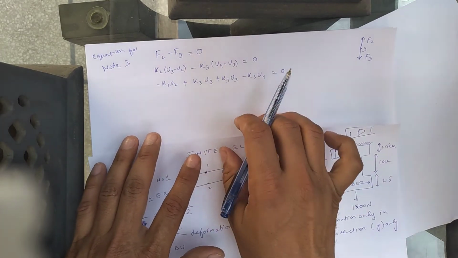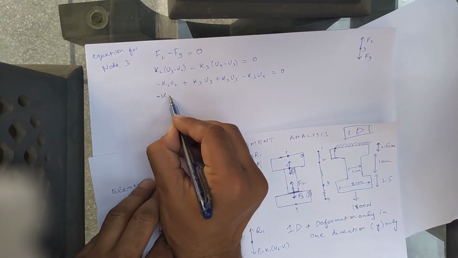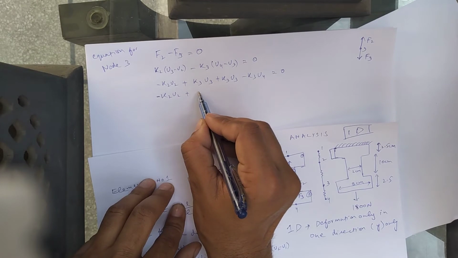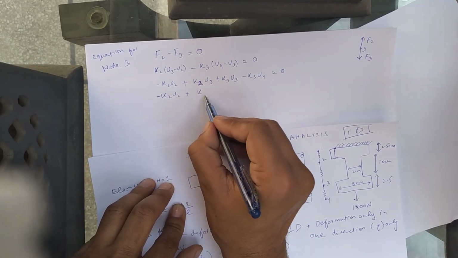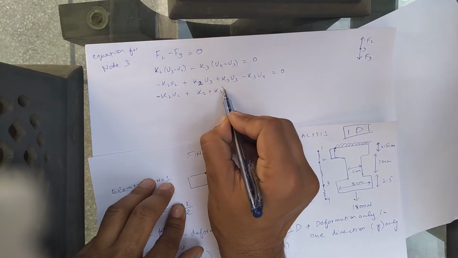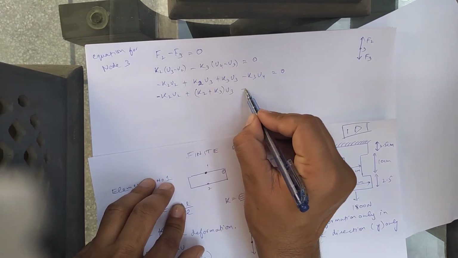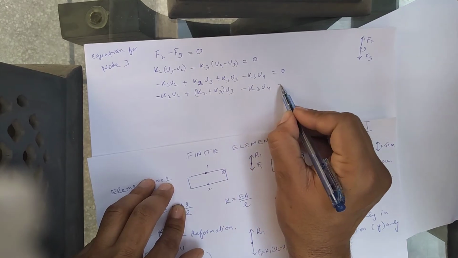You can take U3 common from here, so that will be minus K2 U2 plus K2 plus K3 times U3 minus K3 U4 is equal to 0.